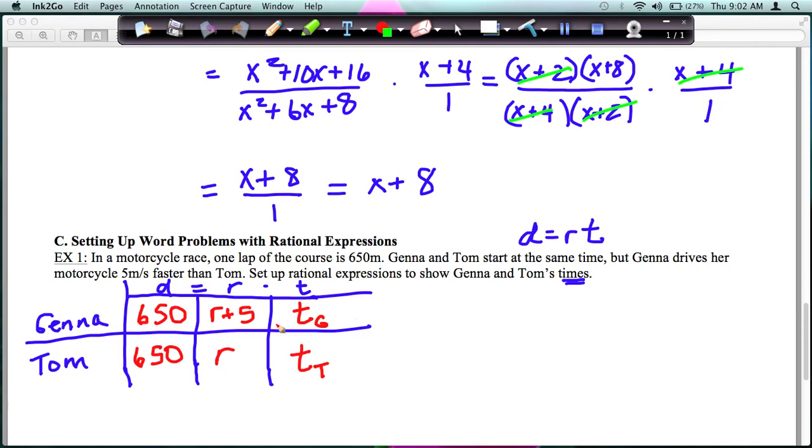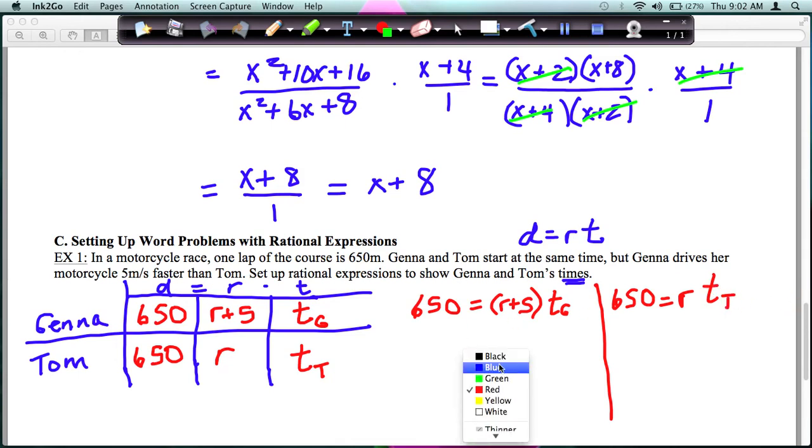Okay, so I filled in the table, and I'm just going to write those two formulas over here. So the first one is Jenna is 650, its distance equals rate times time. So just put that r plus 5 in parentheses because it has to stay together. So that's Jenna's. Tom's is 650 equals r times time for Tom.